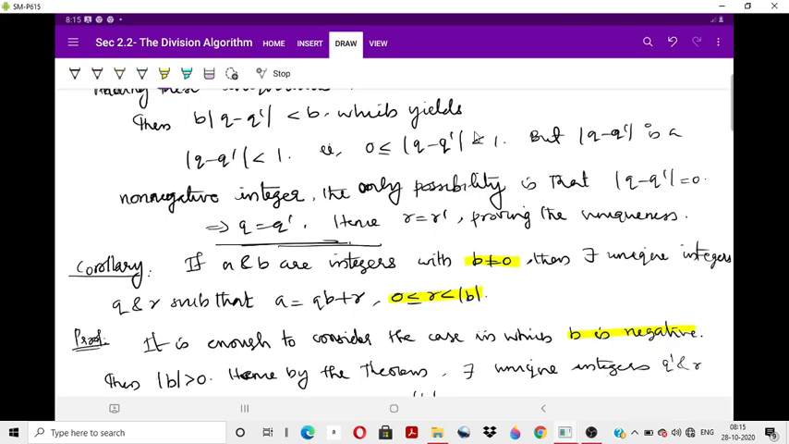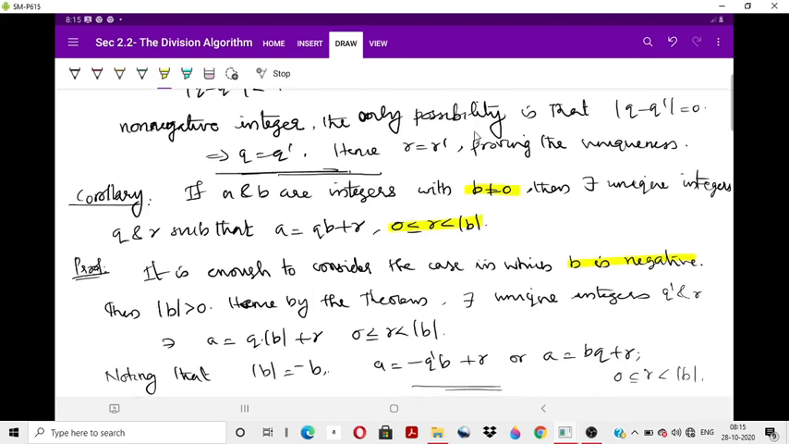So when a is divided by the positive number mod b, there exist unique integers q dash and r such that a is equal to q dash into mod b plus r, with 0 less than or equal to r less than mod b. Okay, a is equal to q dash into mod b plus r.